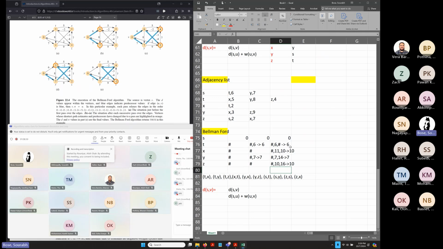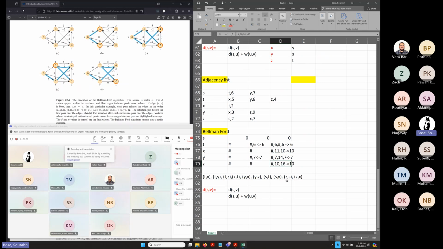Next is ST. S to T is currently 6. It is offering 0 plus 6. It remains as it is, so it just is 6. Next is SY. SY is currently 14. We are offering S to S, which is 0, plus S to Y, which is 7. So it is offering 7. It remains 7 as well.